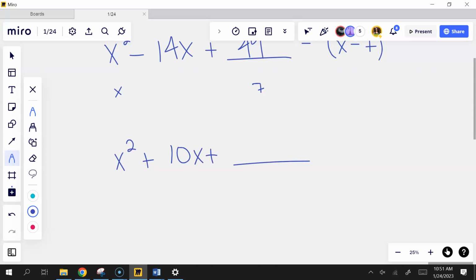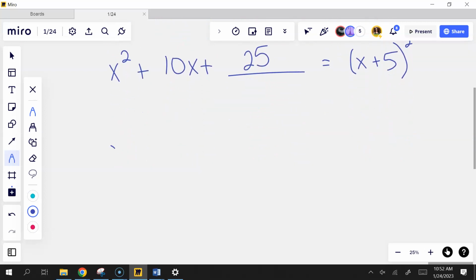What goes in the blank? 100. What is it? 45. Yep. How does it factor? 5x. Yeah, 5. Getting it? One more.